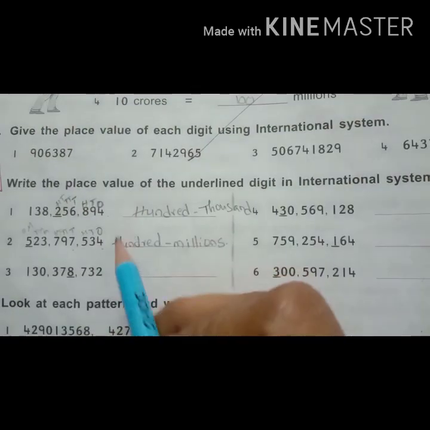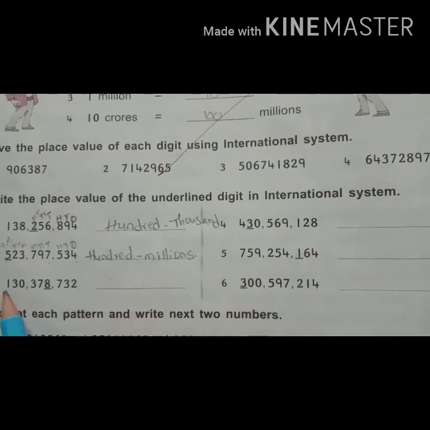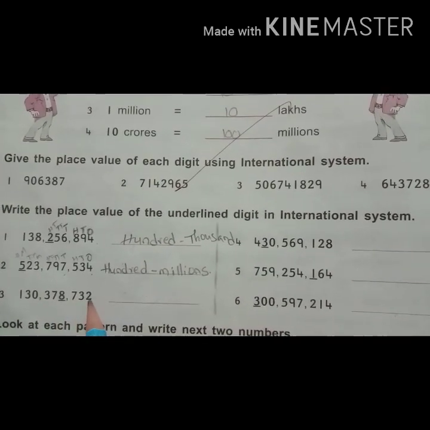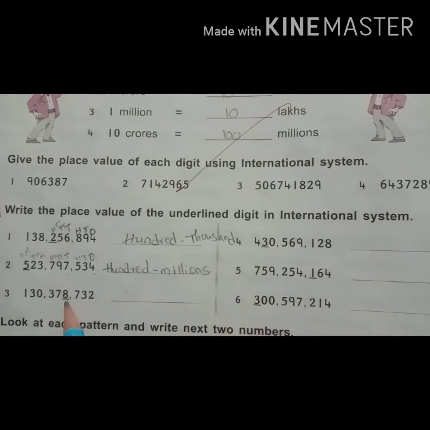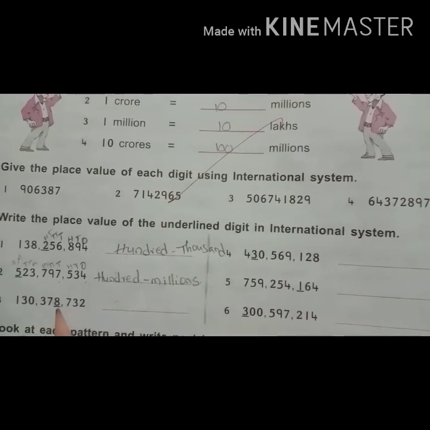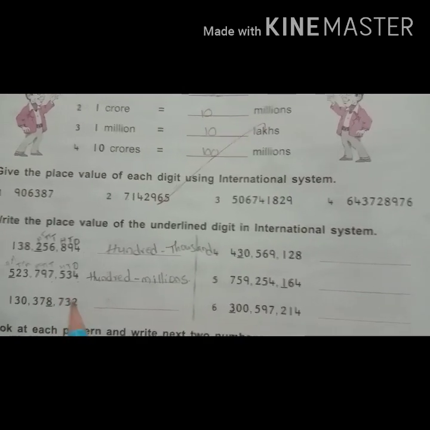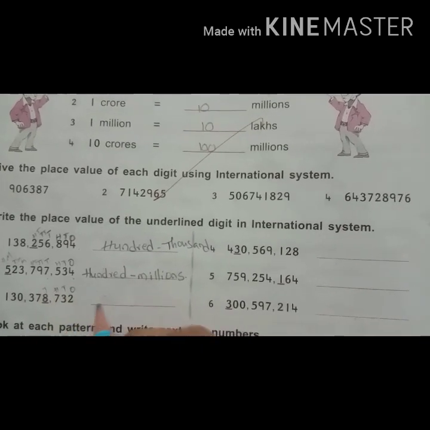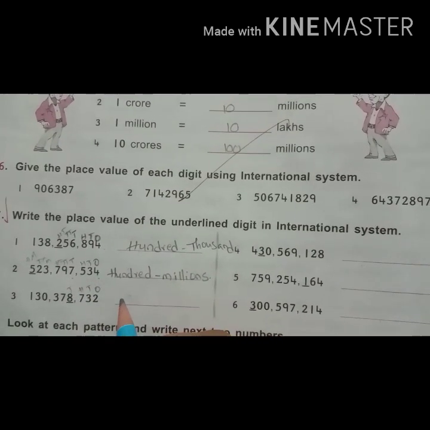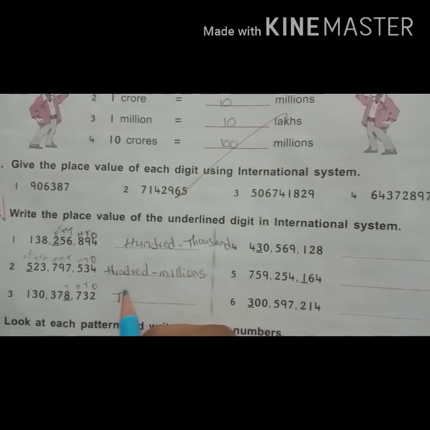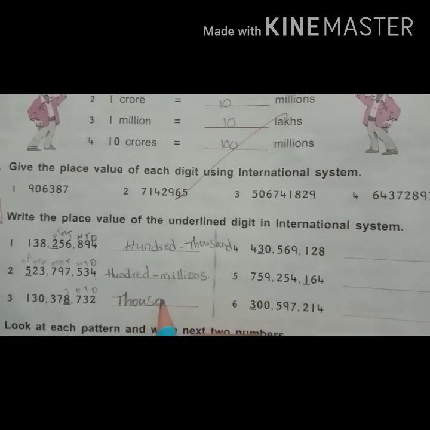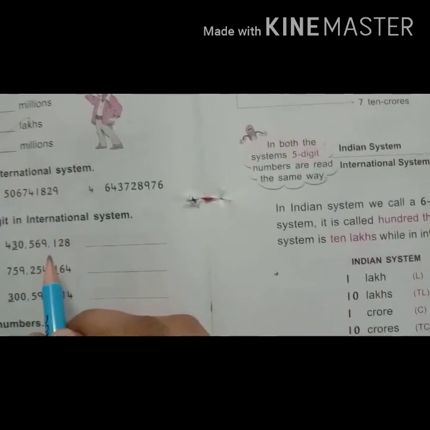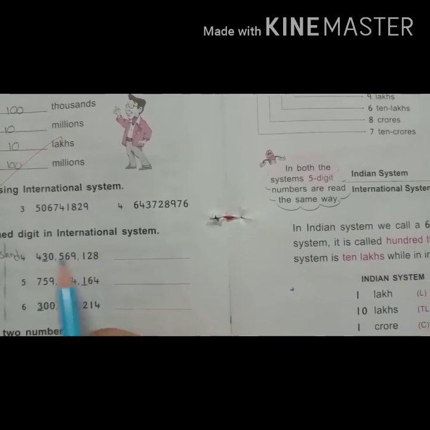Okay, now see the third one. What is the third one here? 130,378,732. Here, where is the underline? Which place value is underlined? We have to see ones, tens, hundreds, here 1,000. So what do we have to write here, children? Here we have to write 1,000. Thousands. Okay. Next, see the next one. Next, the fourth sum, see children. What is the number here?